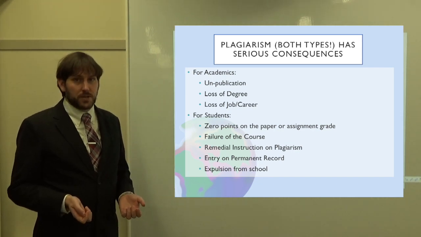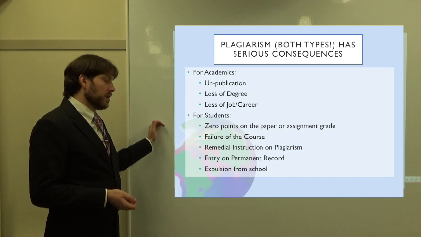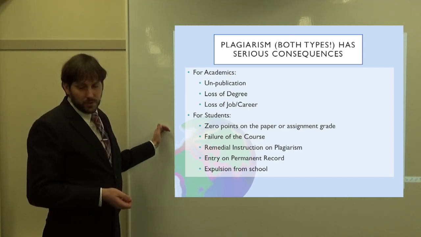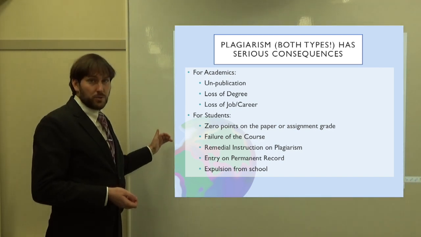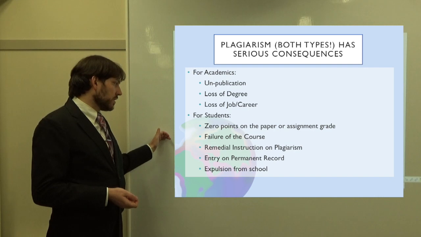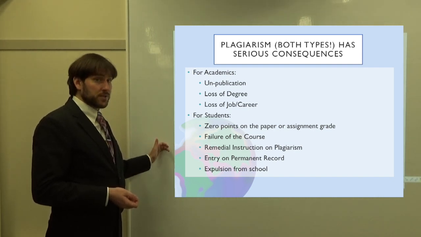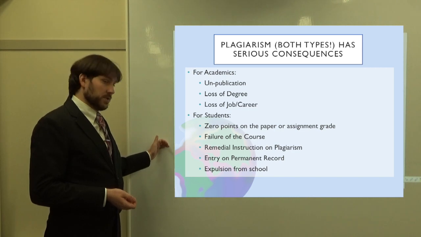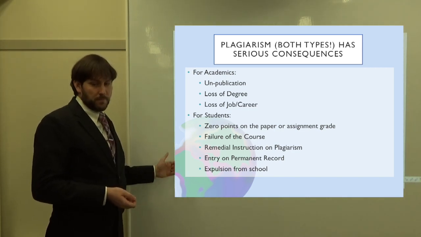For students, the smallest penalty is usually to get a 0 on that assignment. After that, you're often going to end up failing the class. You may need to take a tutorial or extra class to learn more about plagiarism and how to avoid it. You will probably have something on your academic transcript, so on your school record, saying that you plagiarized, and you may be removed from school.